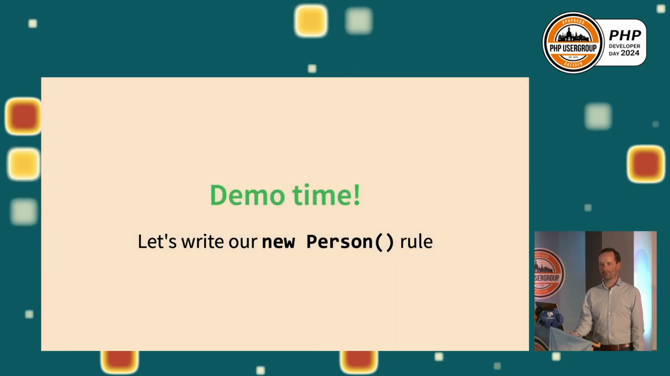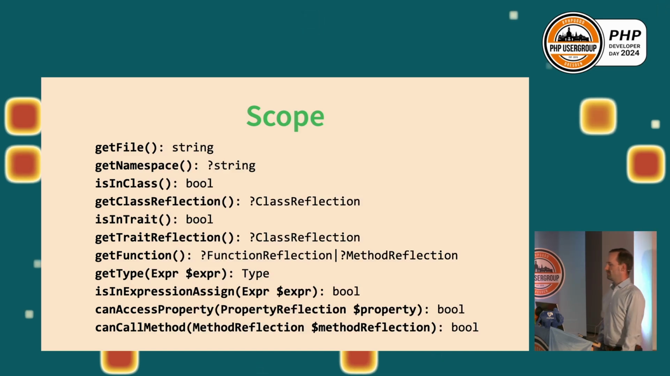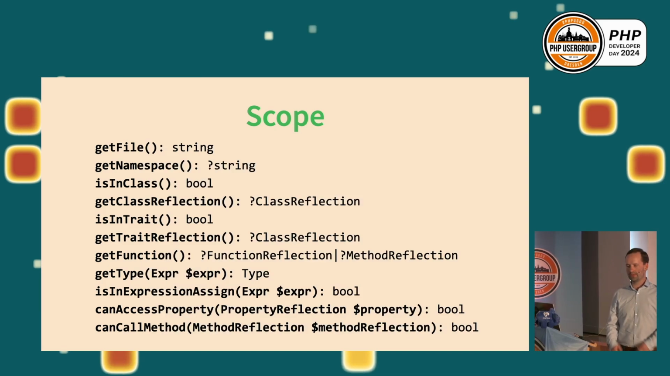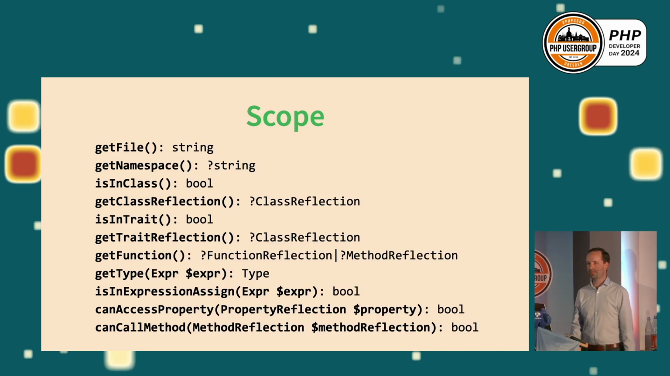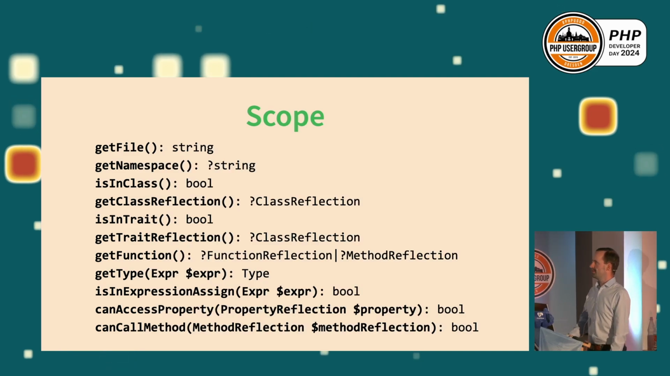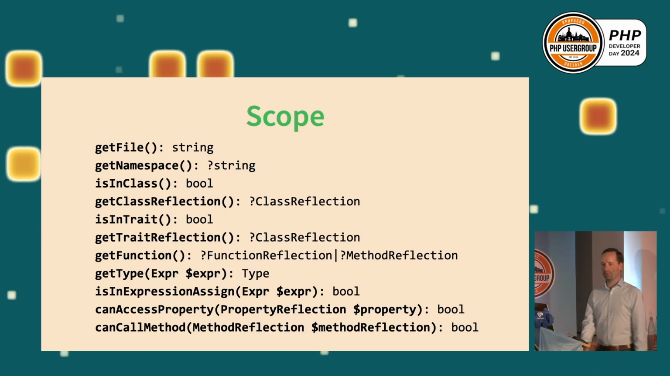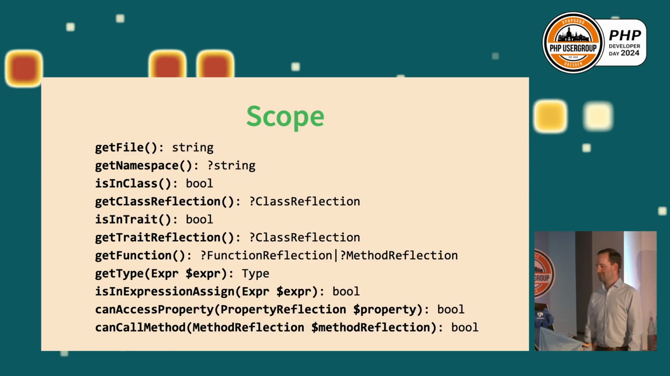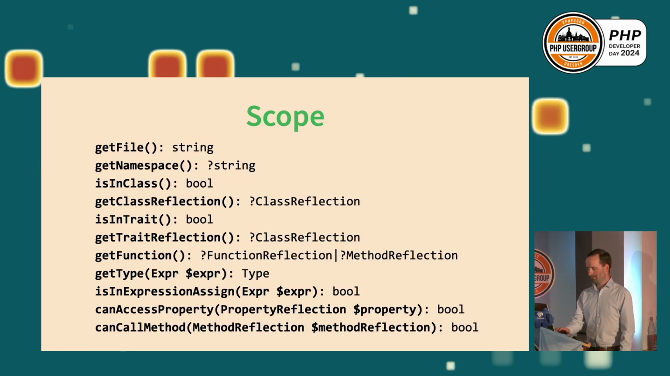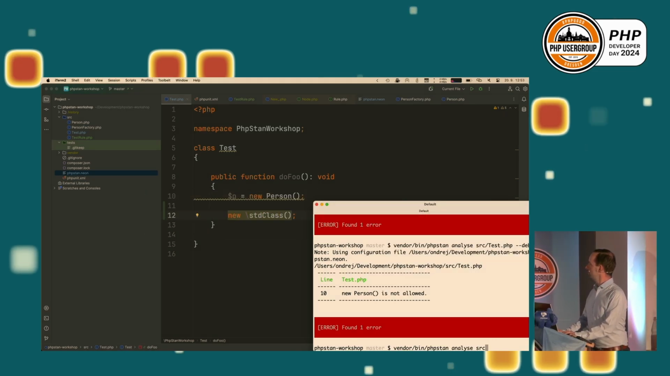And I promised you to describe what the scope object is. It knows everything about the place in the code where the rule was executed. So it can tell you the file, the namespace, whether we are in a class, whether we are in a trait, what the method name is, what the function name is, and many more useful methods like that. And we need to use this scope object in our rule because we don't want to report everything, right?